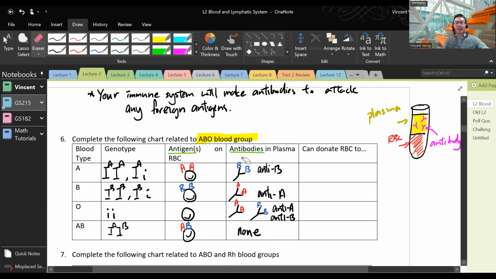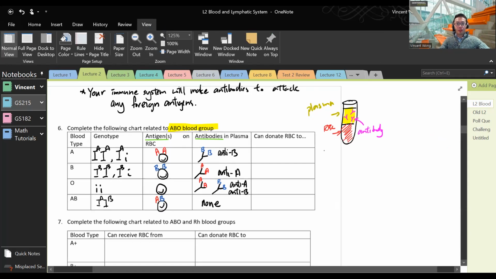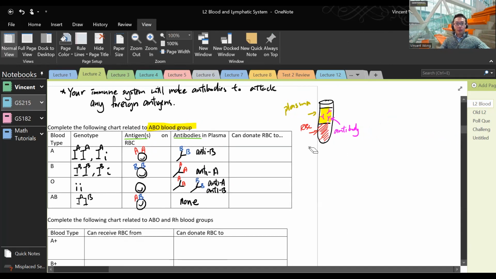Okay, when I say none, I don't mean zero antibody at all, right? Like if you get chickenpox, you will still have anti-chickenpox antibodies. I'm just talking about in the context of the ABO blood group. Okay, so let's talk about blood donation briefly. Regarding blood transfusion, okay, RBC transfusion.